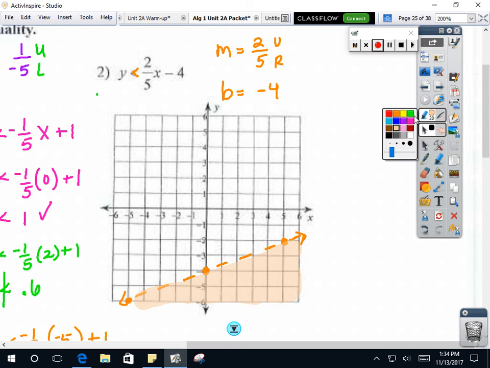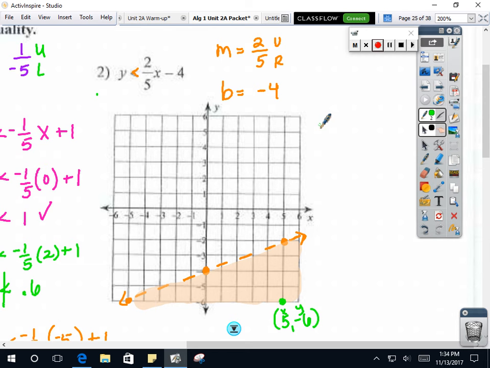Okay, so now look, I'm only going to do this one more time. You don't have to write it down. This is the last time I'm showing you mathematically why the shading area is the solution. Pick a point in the shaded area. Okay, 5, negative 6 will work. That's definitely in the shaded area. 5, negative 6. That's the x value, that's the y value.